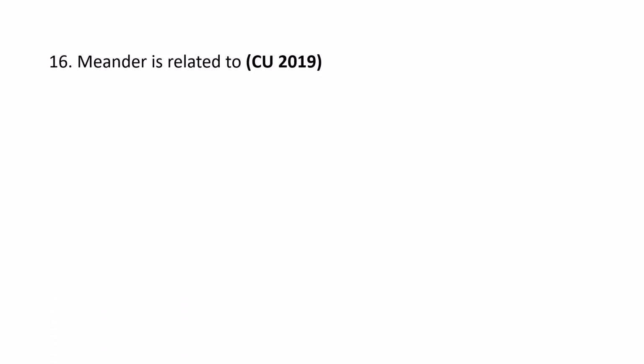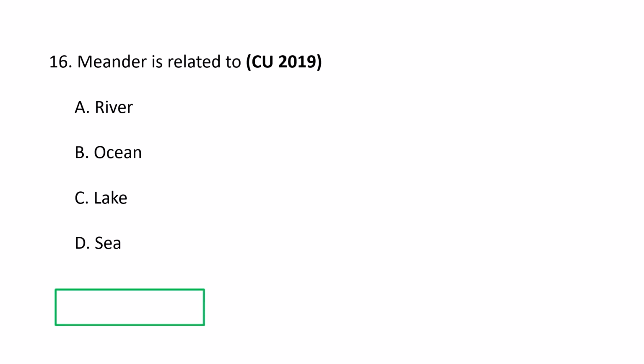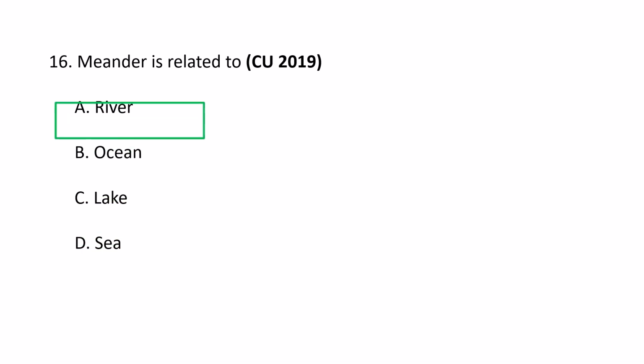Next question. Meander is related to A. River, B. Ocean, C. Lake, and D. Sea. Meander, it is related to the river. Meanders are a type of bend or curve found in the rivers, particularly in the middle or lower courses. They are a natural feature that forms as a river erodes and deposits sediments, creating a winding or sinuous channel.